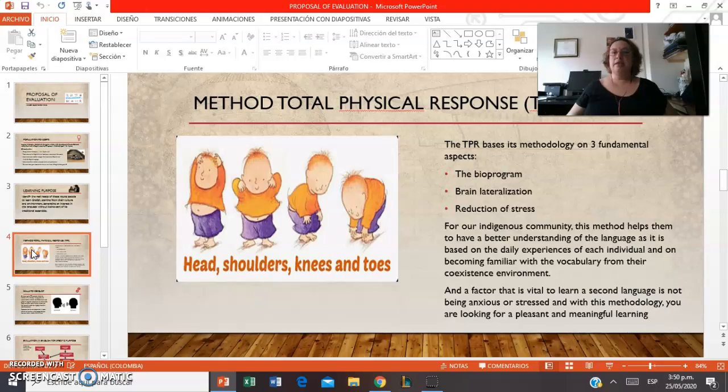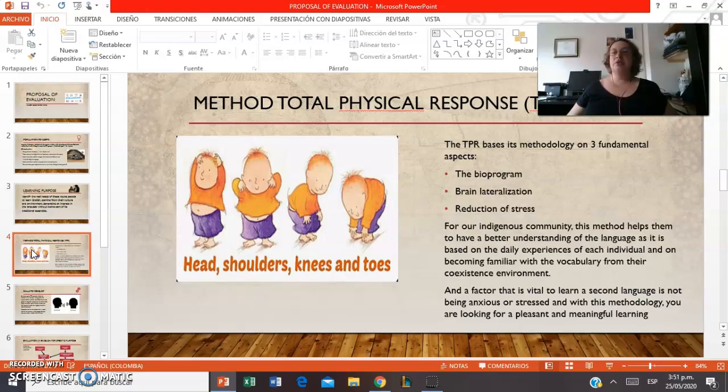customs, anything. Brain lateralization: to learn English the right brain and left brain are necessary, and in this case it is important that students interact with the language. Reduction of stress is very important because the group is exposed to stress, as they don't understand the vocabulary and feel anxious. For our Indigenous community, this method helps them get a better understanding of the language, based on the daily experience of each individual, becoming familiar with the vocabulary of their coexisting environment.